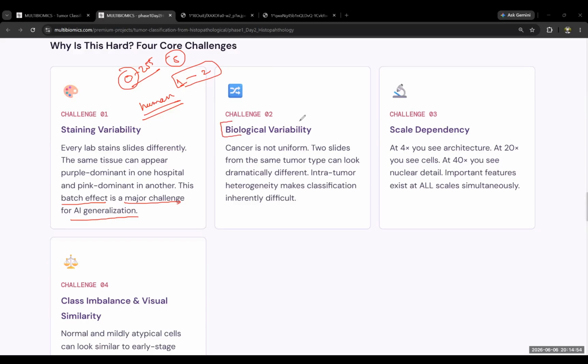Then you also have biological variability, because cancer itself, even if it is from the same lump, is not uniform. Two slides from the same tumor can look dramatically different. Within the tumor, intra-tumor heterogeneity is also there. Hetero means different types. They are not uniform. Tumor within the same lump are different. That is why it is heterogeneous, and that is why the classification is difficult.